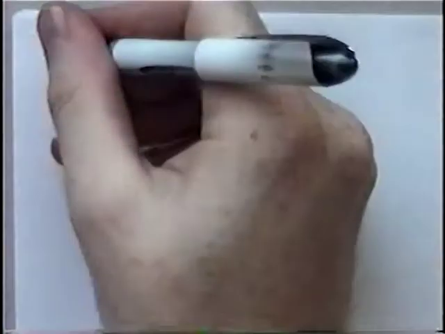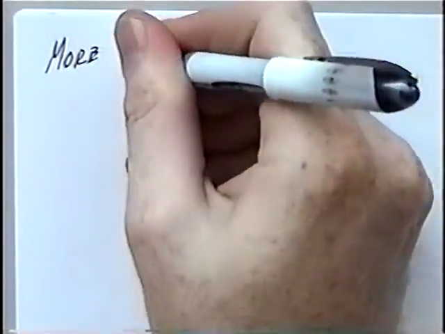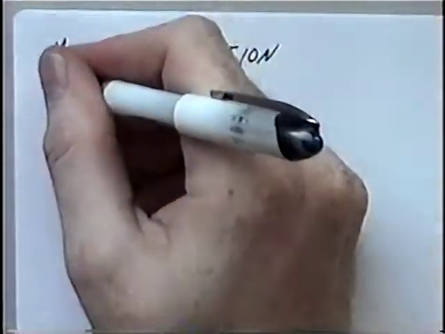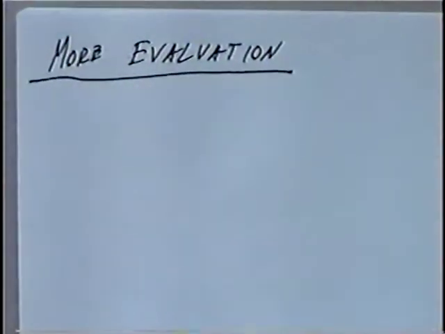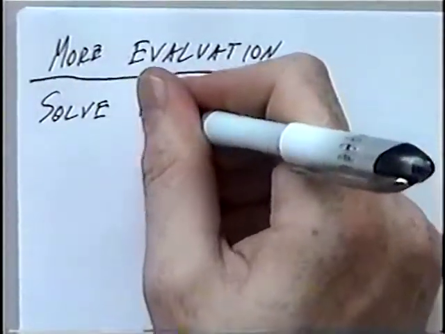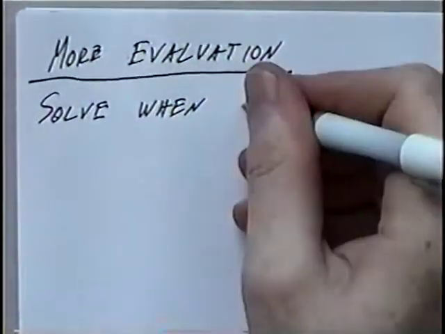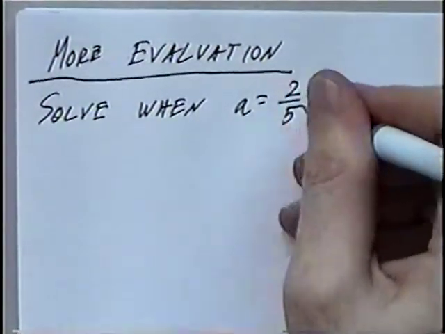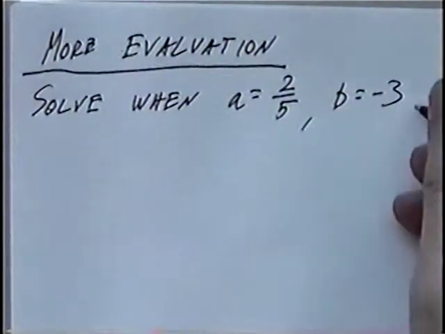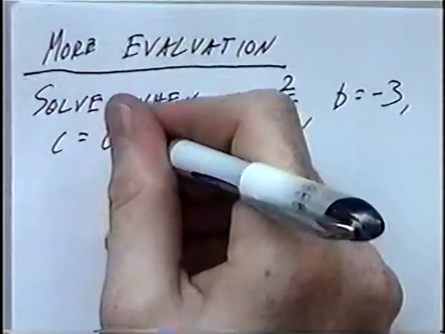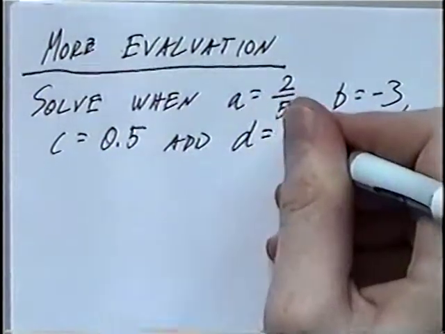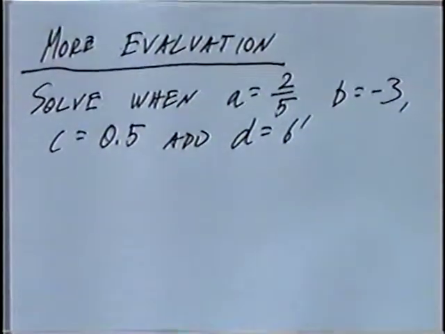Title of the next section notes is More Evaluation. Directions are solve when A is equal to 2/5, B is equal to -3, C is equal to 0.5, and D is equal to 6.